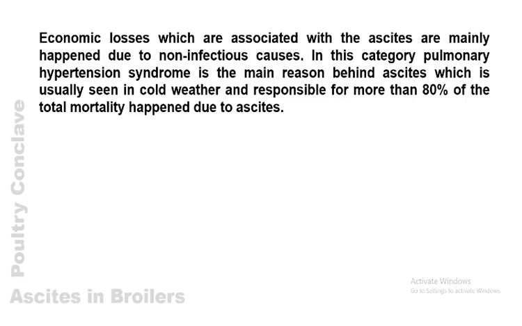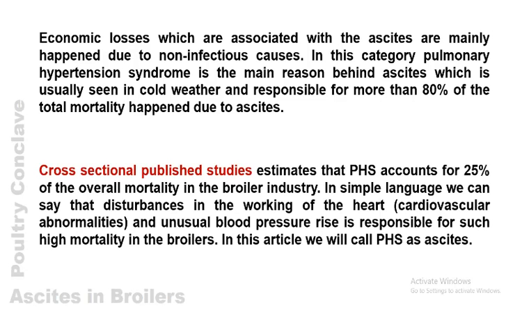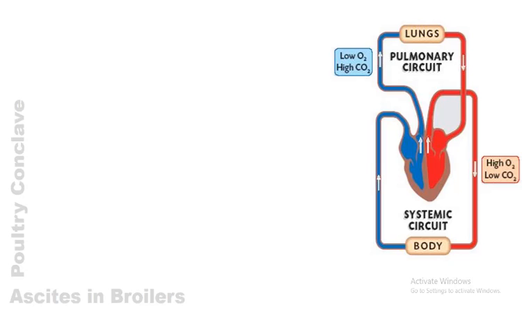Cross-sectional published studies estimate that PHS, pulmonary hypertension syndrome, accounts for 25% of overall mortality in the broiler industry. In simple language, we can say that disturbances in the working of the heart, that is cardiovascular abnormalities, and unusual blood pressure rise is responsible for such high mortality in broilers. And in this video, we will call PHS, pulmonary hypertension syndrome, ascites.